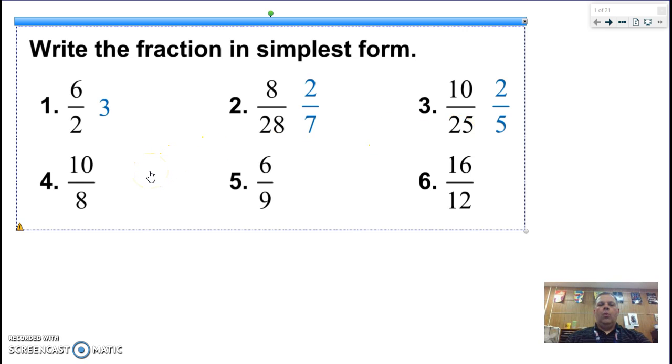For number 4, we can divide both by 2. We will leave these in improper fraction form because we are dealing with slope. Number 5, we can divide both of these by 3 to get our answer of 2/3. And number 6, we can then divide both of them by 4 and get 4/3.